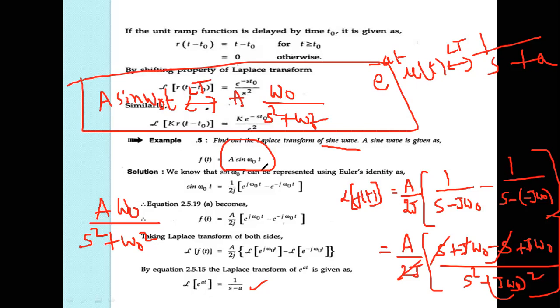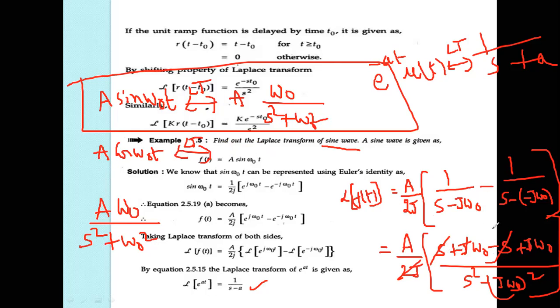In similar fashion, the cos omega naught t also. What is the formula for cos omega naught t? Here it is plus, and here also plus. Now simplify with the plus. Plus j omega naught and j omega naught get cancelled. 2s we will get, 2 gets cancelled. And there is no j in the denominator also. What is the Laplace transformation of A into cos omega naught t now? By changing only the plus here, whenever I use the plus here, it is also plus.